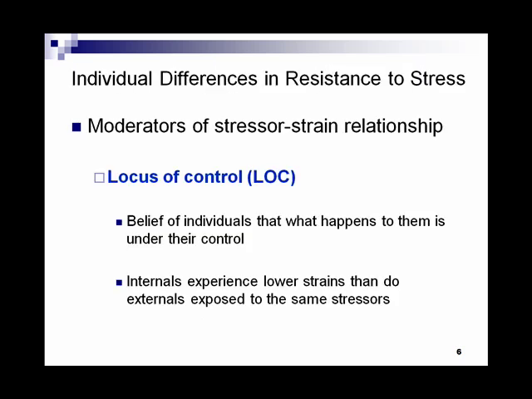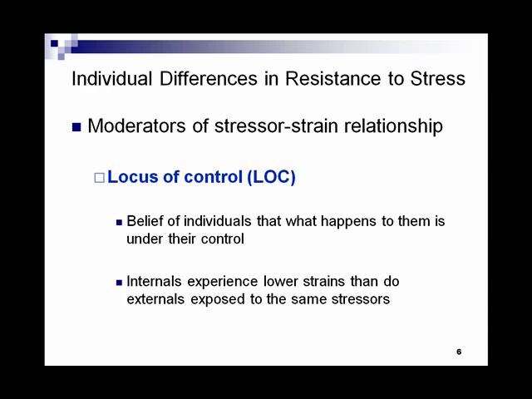Let's take a brief look at some of the individual differences that factor into our resistance or non-resistance to stress. All of the things that I'm going to talk about are what we call moderators of the stressor-strain relationship. What this means is that the relationship between the different types of stressors that we've been talking about and the outcomes, or what we call strains, depends upon where you lie on the different variables that I talk about here. So let's begin with locus of control.